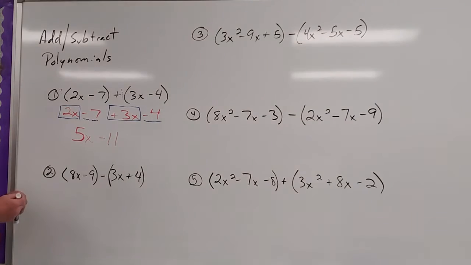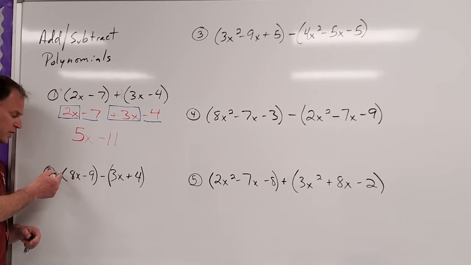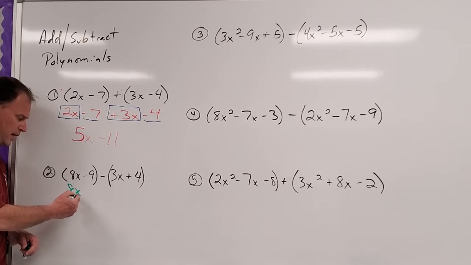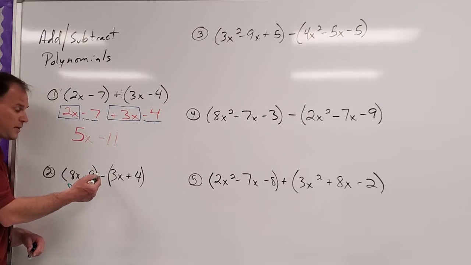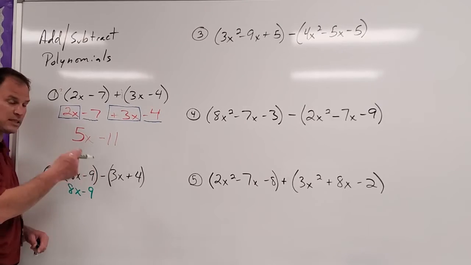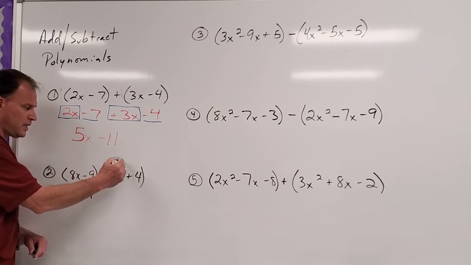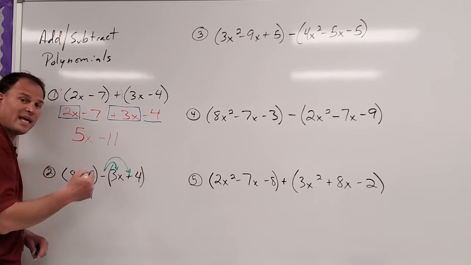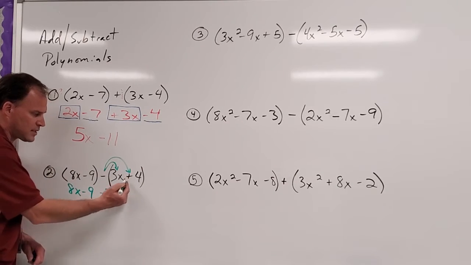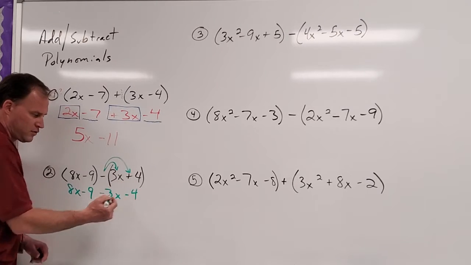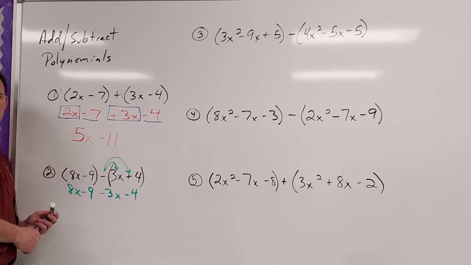So, number 2. Again, check to see if there's anything in front that will change. No change. 8x minus 9. Is there anything in front of this parentheses that'll make a change? Yeah, that minus sign. That's a big deal. I can't just copy this down. I've got to take that minus sign and distribute it and change all the signs. So this is a positive 3x, so I write minus 3x. This is a plus 4, so I write minus 4. Change the signs if there's a minus sign in front of the parentheses.